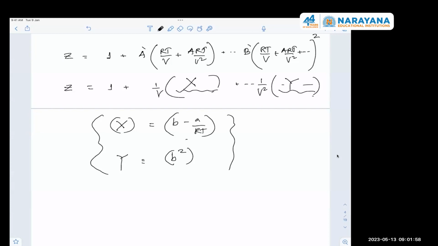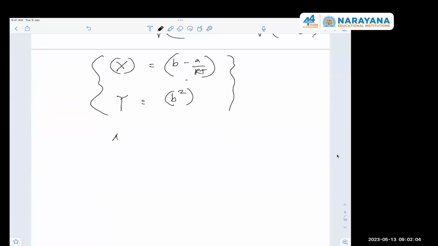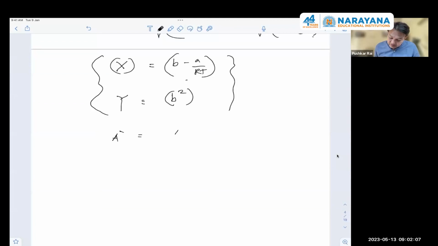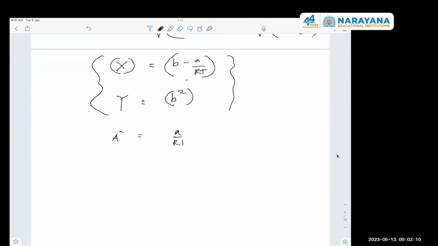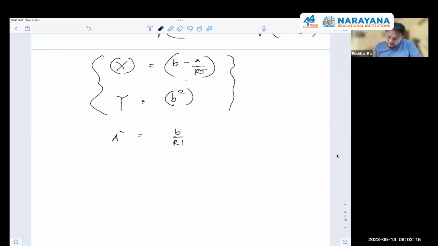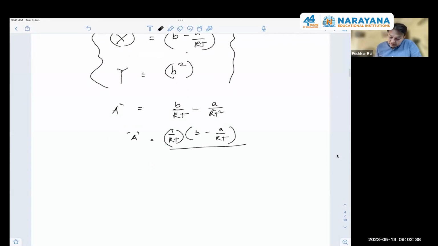Sir, A dash is B by RT minus A by R square T square. A dash is B by RT and minus A by R square T square. So you are saying that this is 1 by RT. Absolutely right. Very good. So I hope by a very little thing you will also get this.